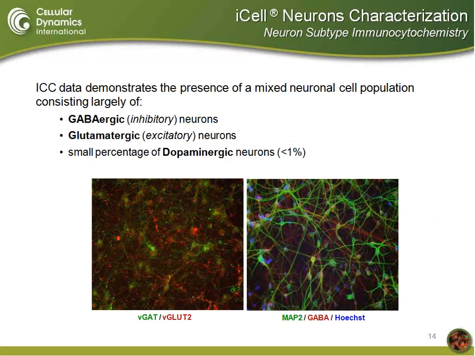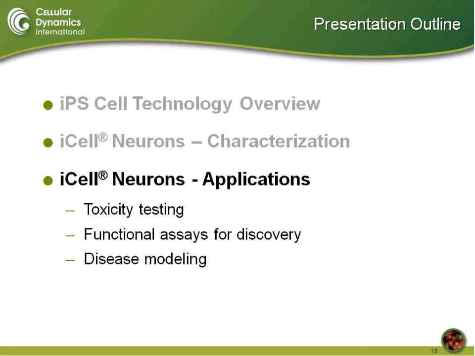We have done some staining with tyrosine hydroxylase, as I previously mentioned, and we see just a very, very small amount of dopaminergic neurons, less than 1%. And this population makeup is very typical of the forebrain region.